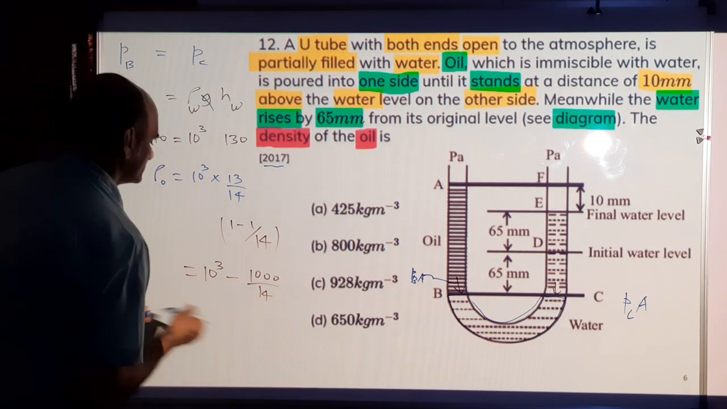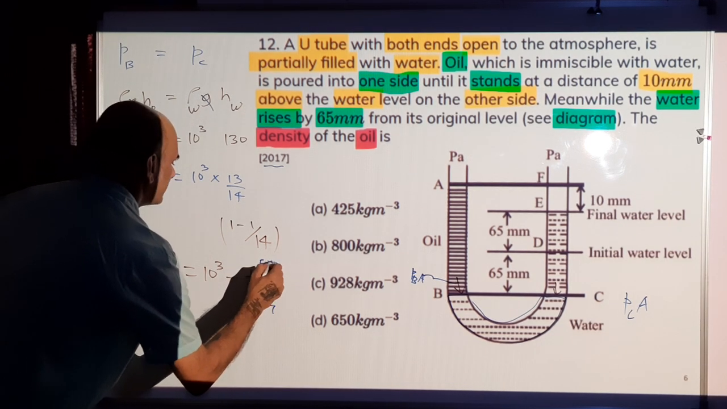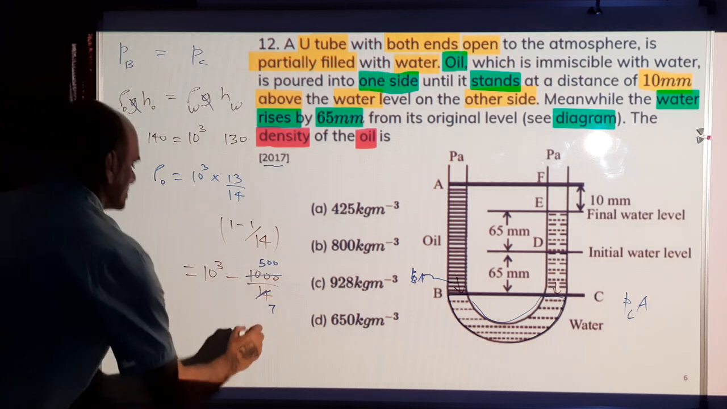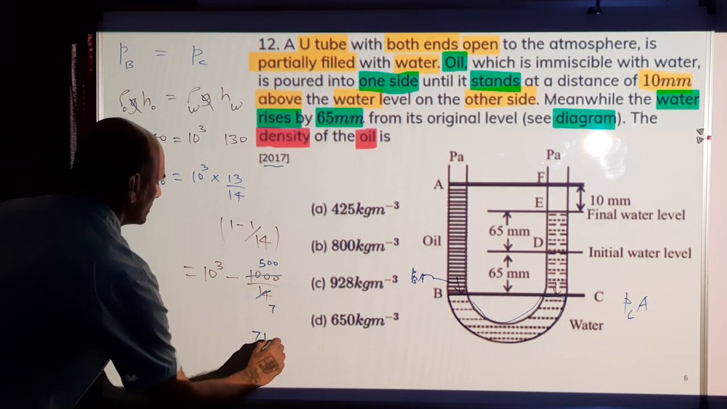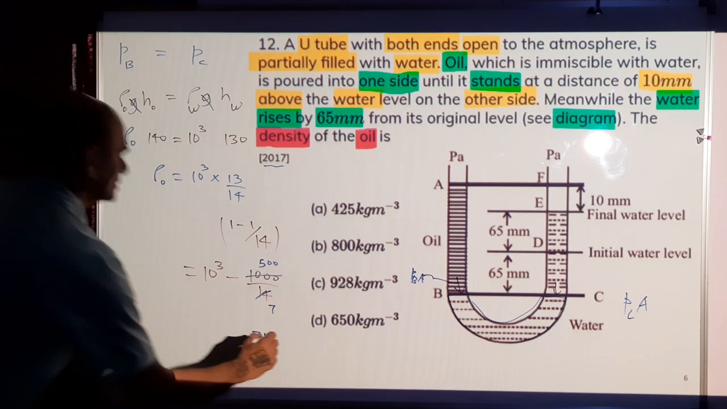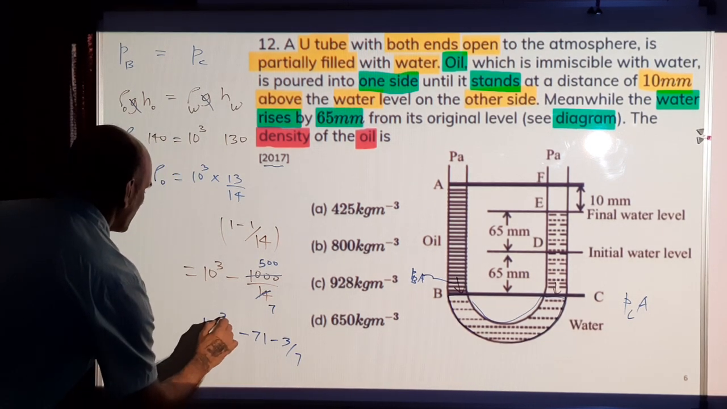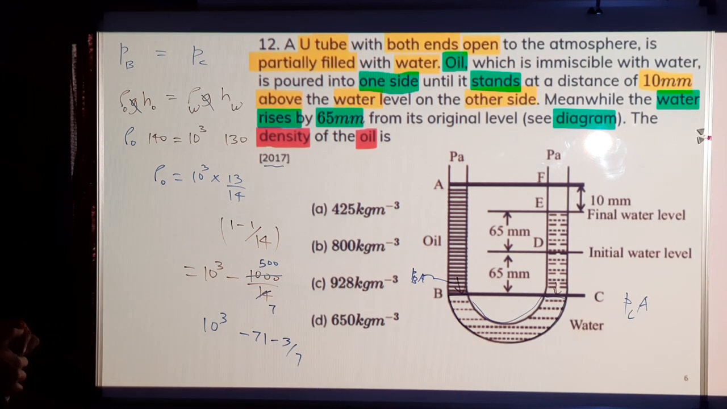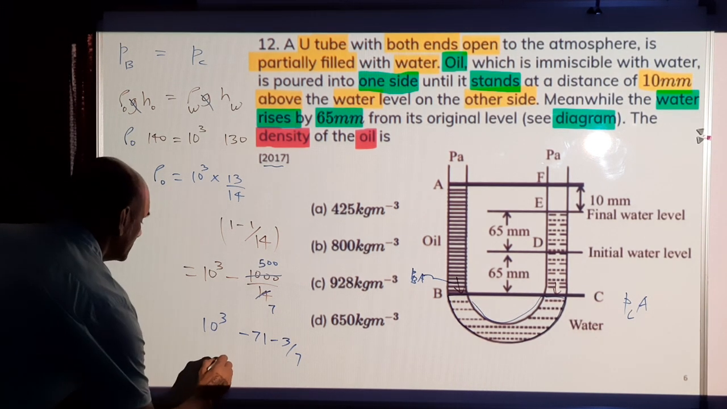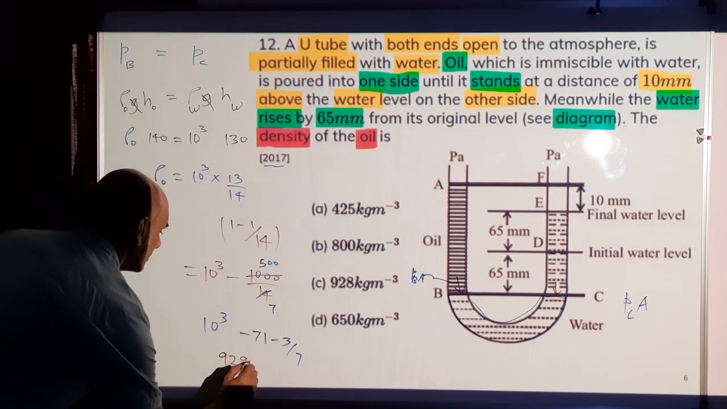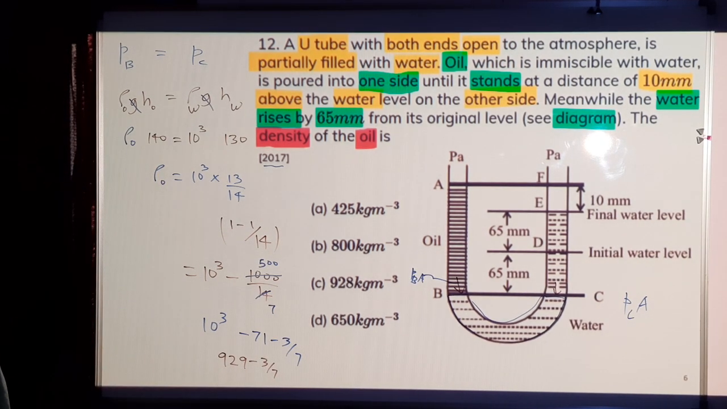1000 by 14 is cancelling to 500 by 7. So 7 sevens are 49, 10, 7 ones are 7, and then the remainder is 3. So 3 by 7. So 1000 minus this thing. 1000 minus 71 is 929, minus 3 by 7. So a little bit less than 929.